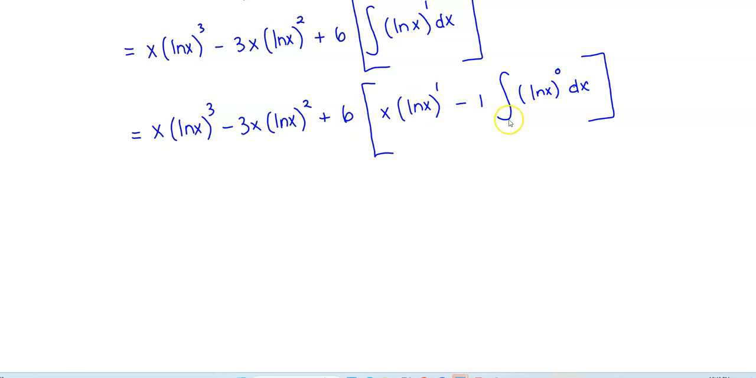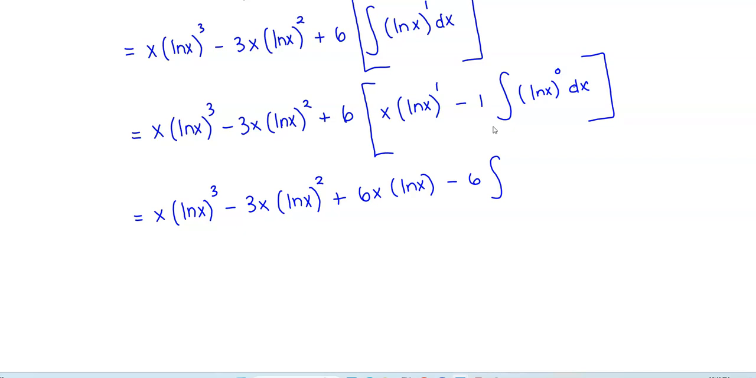So now let's go ahead and distribute the 6. So we have x times the natural log of x to the third power minus 3x times the natural log of x to the second power. And then we're going to distribute the 6. So this is plus 6x times the natural log of x. And that's going to be minus 6 times anything to the 0 power is 1. So that's dx. And now we're going to take the antiderivative of that, which is going to be x.